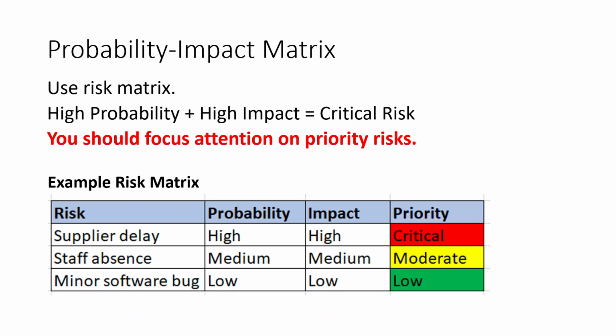So the purpose of the risk matrix is to help project managers decide where to focus first. It supports prioritization, better resource allocation, and more effective response planning.